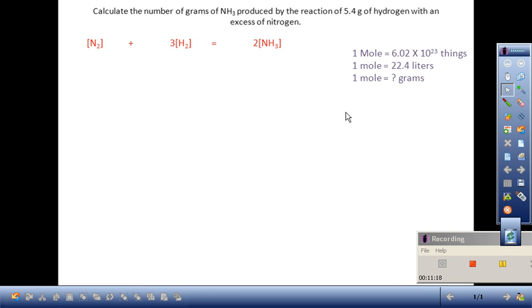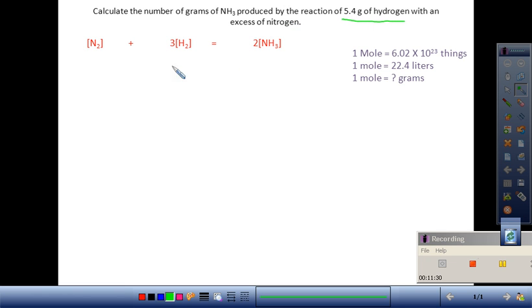Alright, let's try a different type of problem. This one's asking for grams. Again, the process is always the same. Okay, I'm starting off with 5.4 grams of hydrogen. So again, my first step is to write the given. My next step, since I don't want hydrogen, put it on the bottom. Now what can I change grams to? Well, I can change grams to 1 mole.